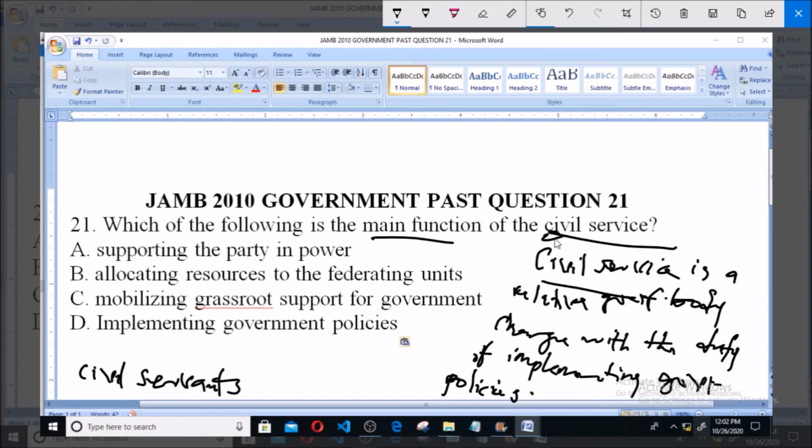So by the definition of civil service, option D is correct. So it means the main function of civil service is to implement government policies. Option D is correct.